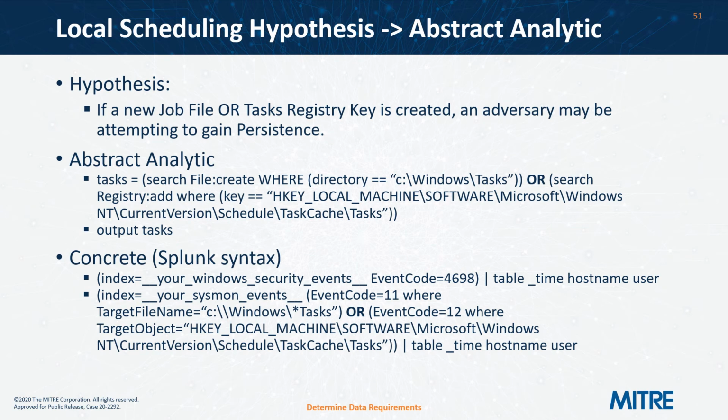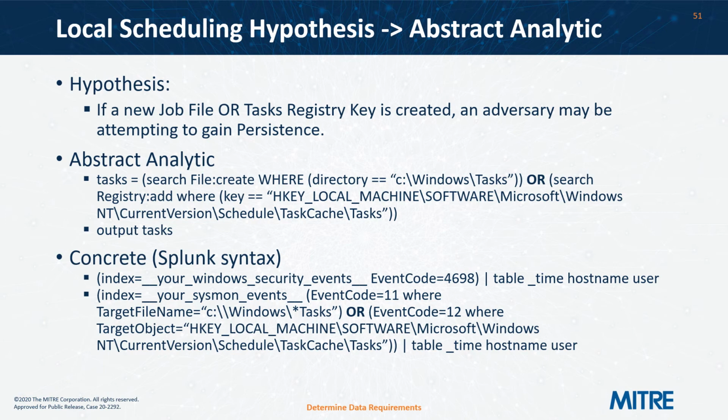For our example scheduled task technique, we wrote a hypothesis that if a new job file or task registry key is created, an adversary may be attempting to gain persistence. We also converted that hypothesis into an abstract analytic that got more specific about when it should be triggered, including the specific directory in which the file would be created and the specific registry keys we want to monitor.